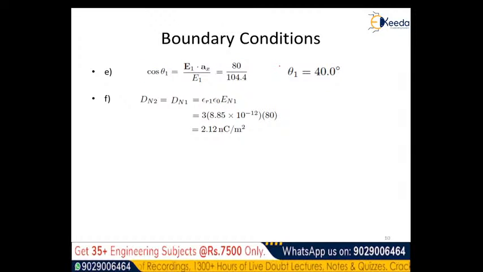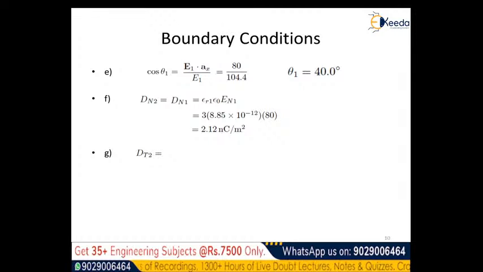Now after this, we are going to have the solution for part G. In part G, we are required to compute Dt2, the tangential component of electric flux density in region 2. So do we have this particular component? We don't have this particular component, but as per the boundary condition between the two perfect dielectrics, we can have the tangential components of the electric field intensity to be continuous across the boundary.